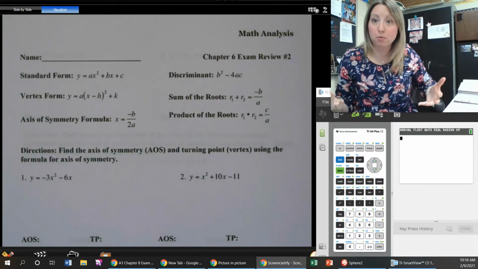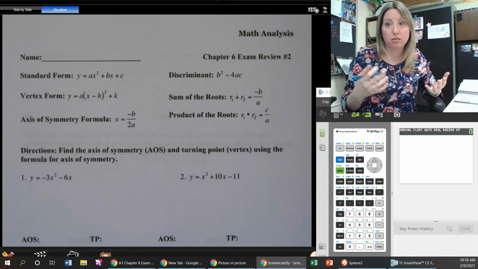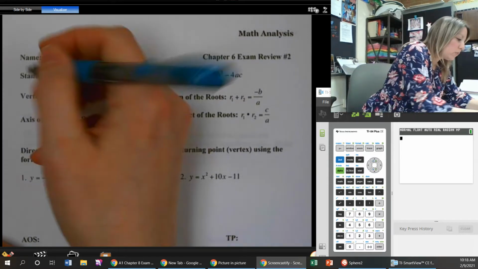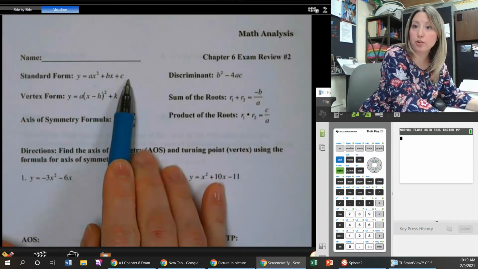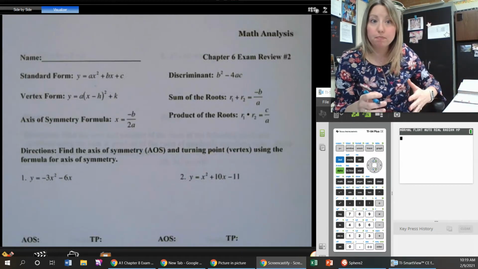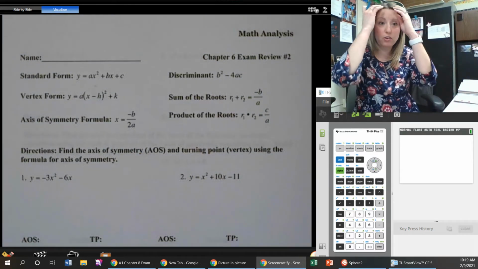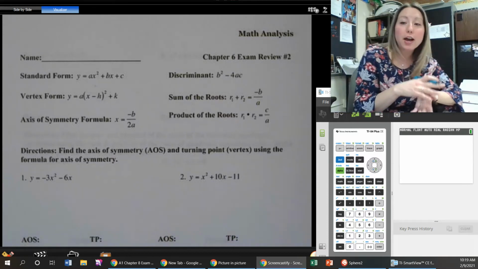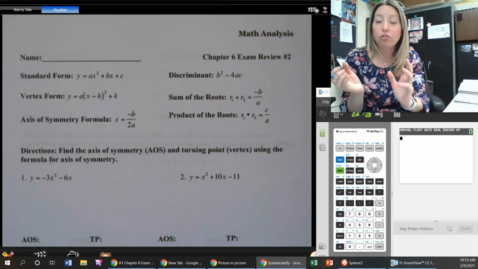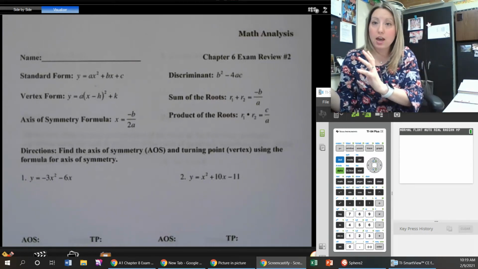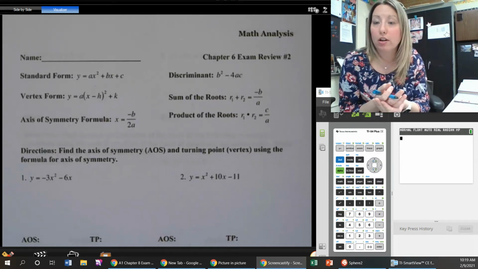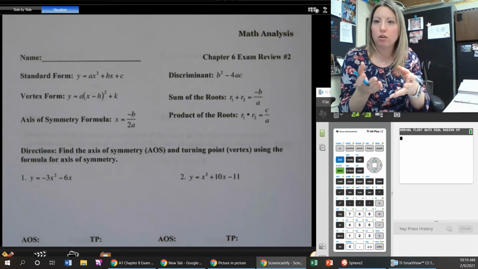There were a lot of formulas that we talked about, or a lot of forms of our equations that we talked about. So here we go. Standard form of our quadratic equation is y equals ax squared plus bx plus c, right? We've got the x and the y. That's our quadratic function. And vertex form is y equals a times (x minus h) squared plus k, where (h, k) is your vertex, and x equals h is your axis of symmetry.